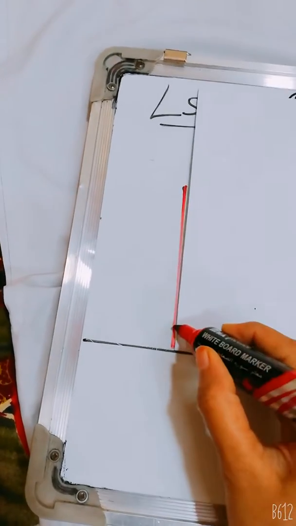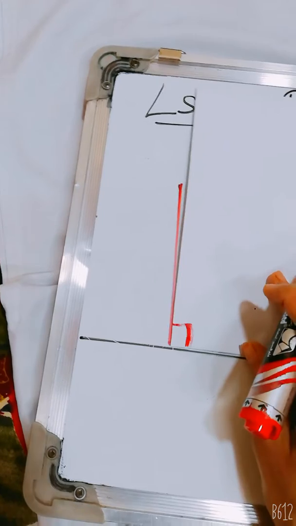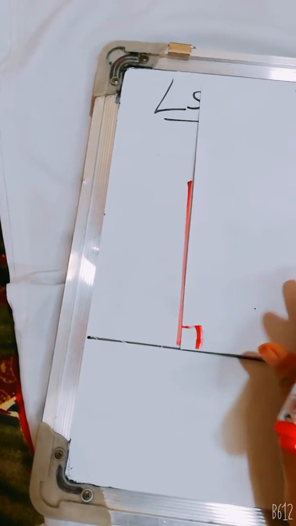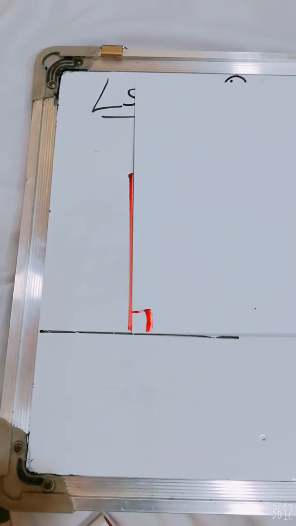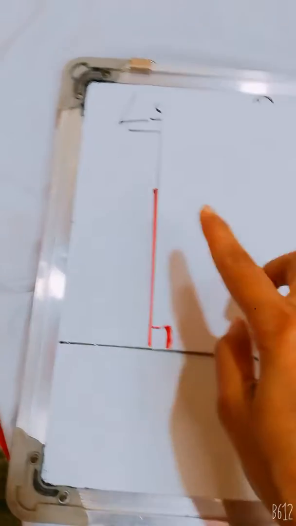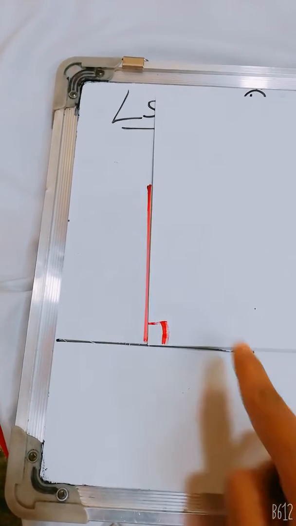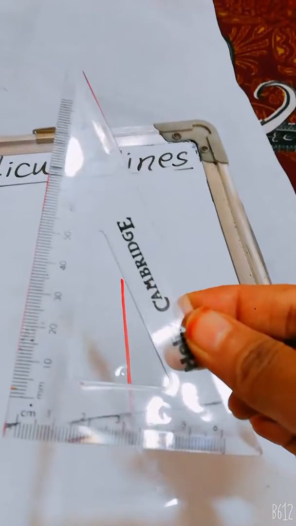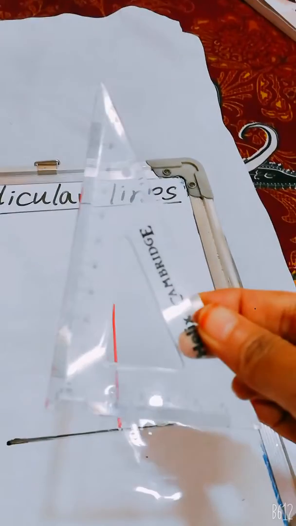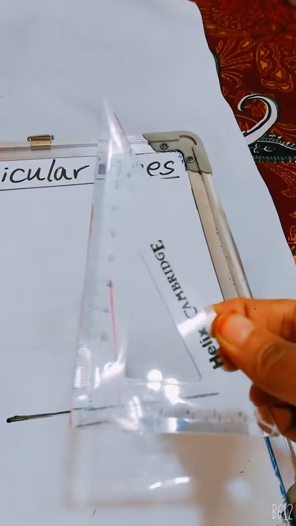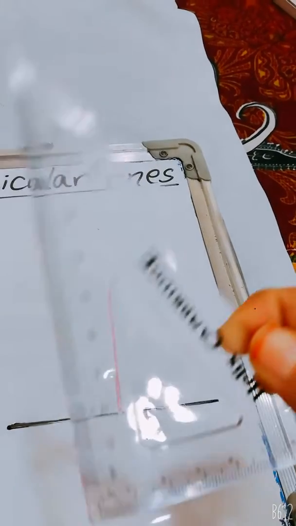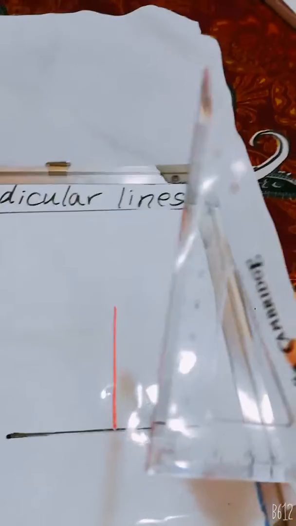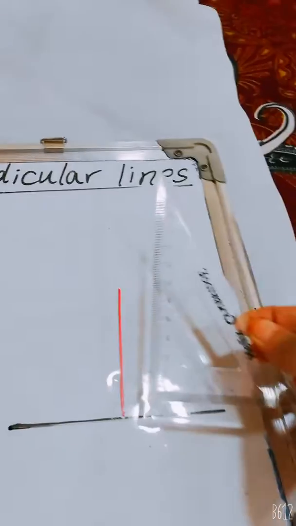Can you see that? They make a square corner. They are meeting exactly at the right angle. So thus, the two lines which join each other are called perpendicular lines. Now, the scale I am showing to you is called a set square. We can also use the set square to identify or to draw perpendicular lines.